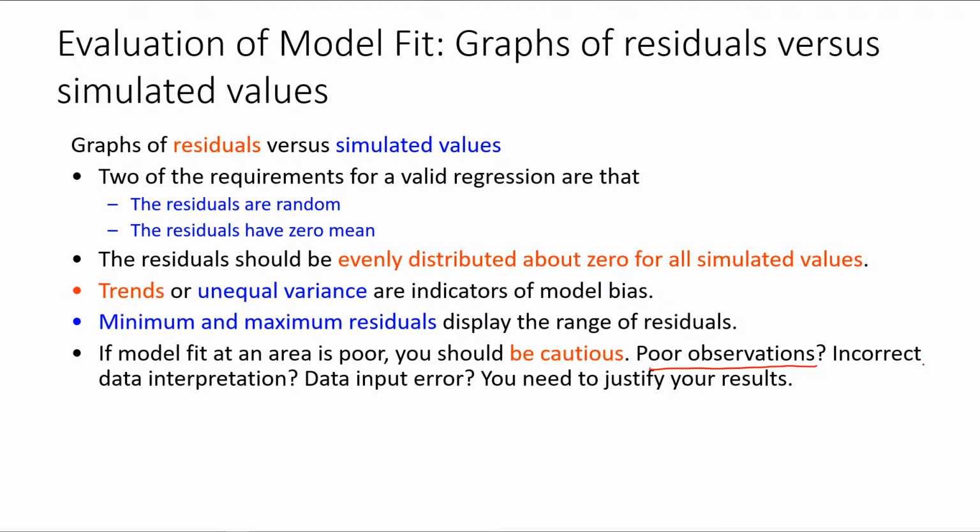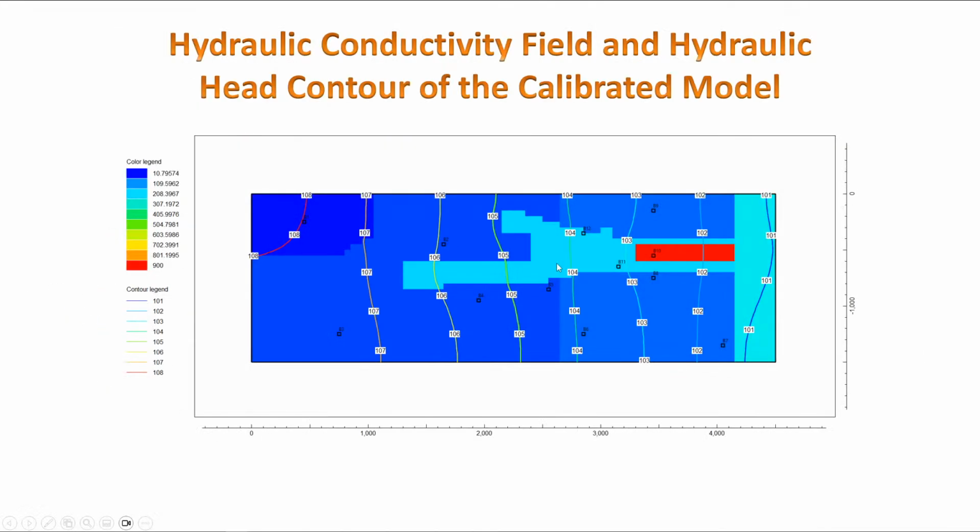It could also be incorrect data interpretation, which led to an incorrect conceptual model. It could be a data input error. So you need to justify your results. You need to keep updating and improving your model until you get a good fit. If you cannot get a good fit, you can justify your method and your model limitations.